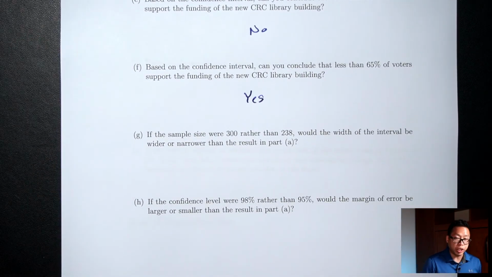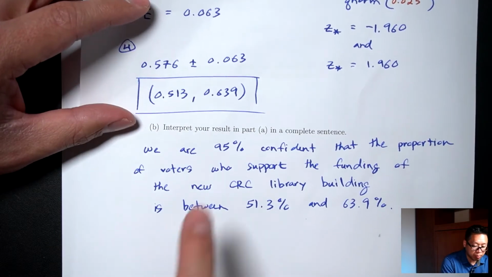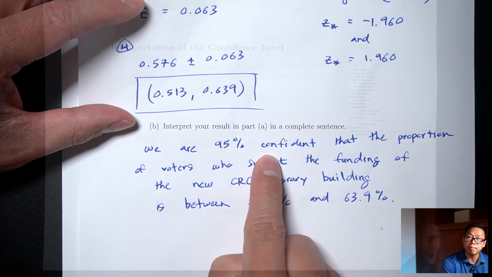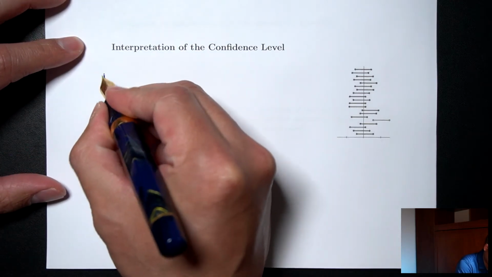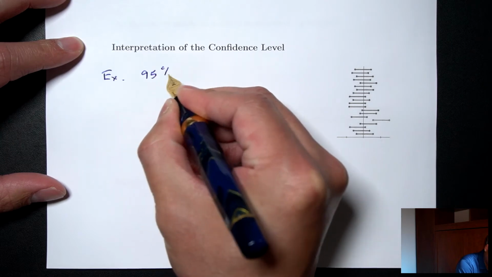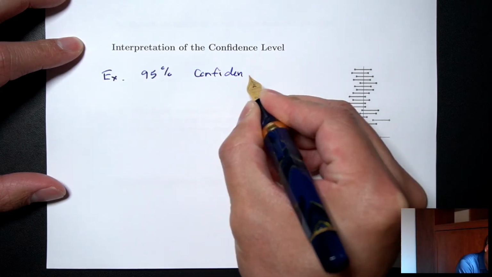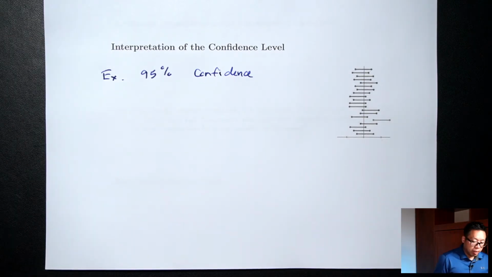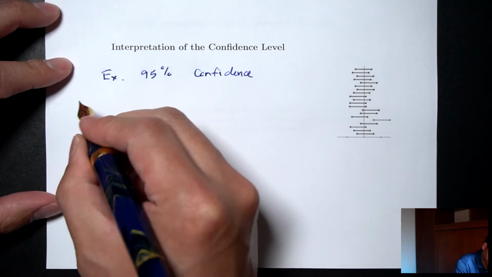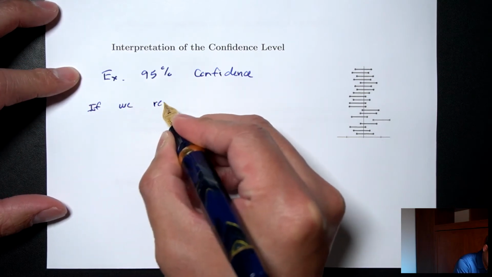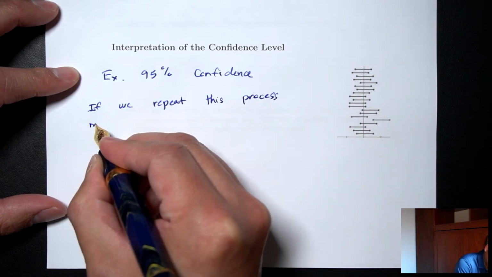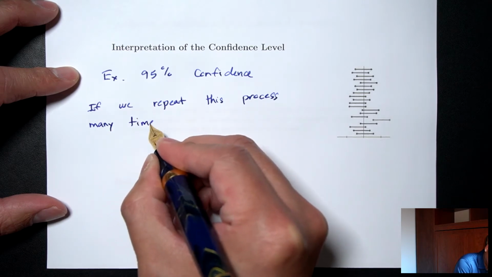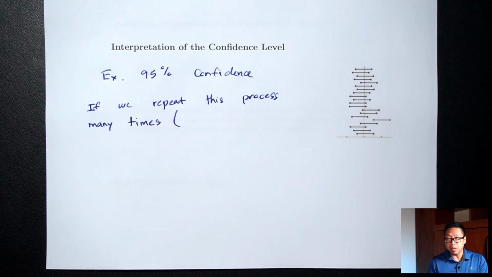Okay, so before we move on to parts G and H, let me take a pause here and talk about what it means for us to be 95% confident. Interpretation of the confidence level. Let me use 95% confidence as the example. So what does this 95% confidence mean? In the example that we just did, we went through the process of finding a confidence interval. So if we repeat this process many times, and what I mean here is take a sample and then make a confidence interval.